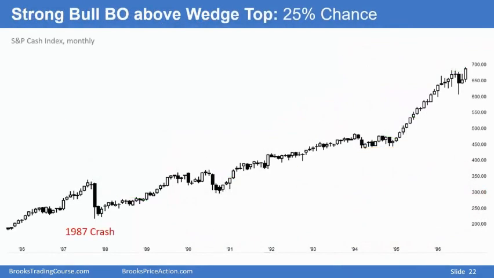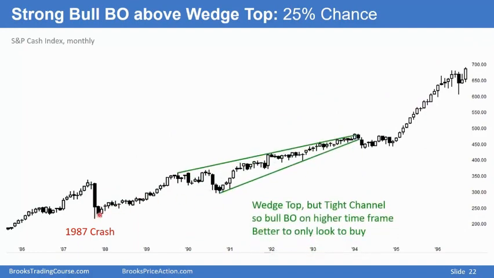This is the S&P Cash Index, a monthly chart. Here's the 1987 crash. We got 3 pushes up, 1 pullback, 2 pullback, 3, and it's subdivided into a nested wedge. But a very tight bull channel. We got the bear breakout, but what followed?